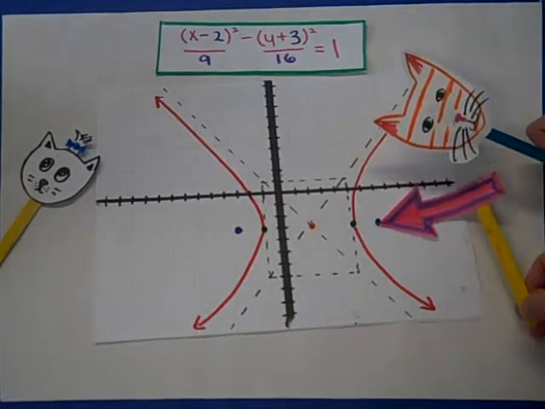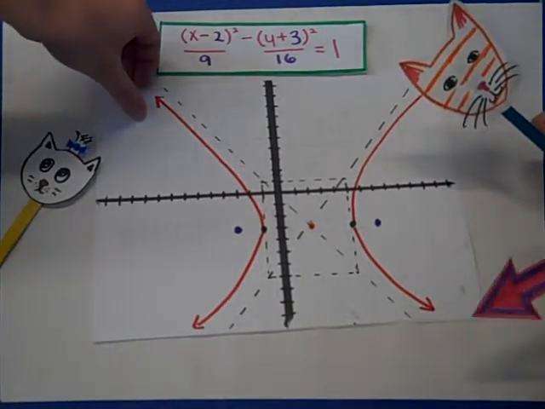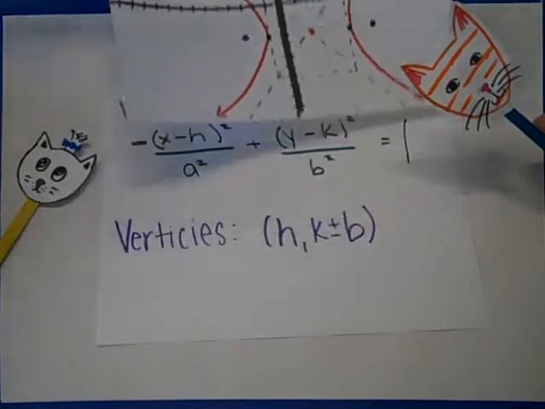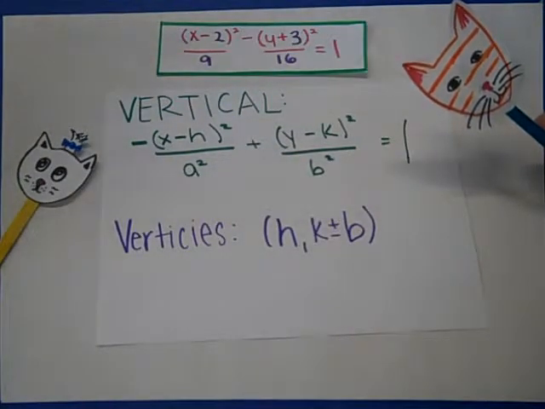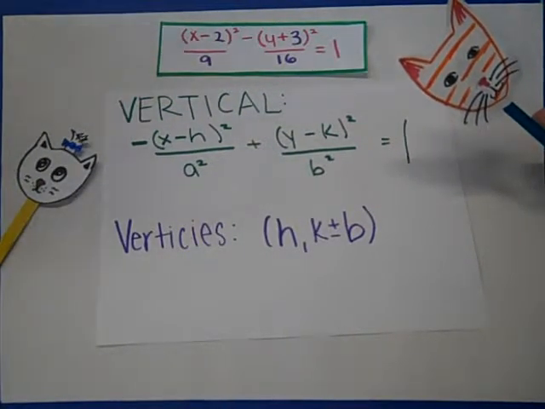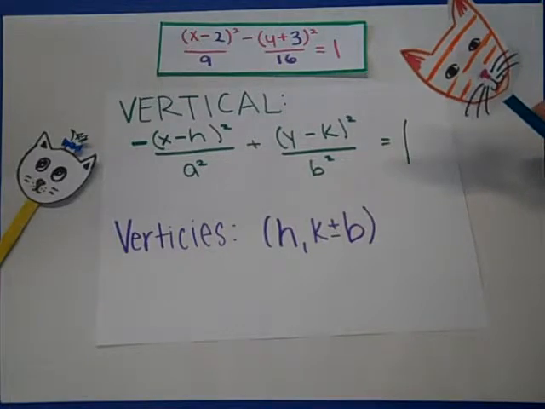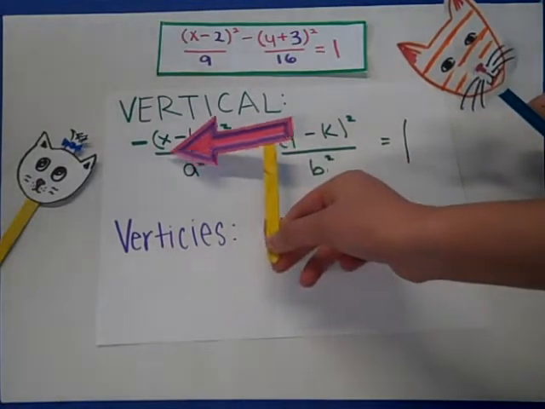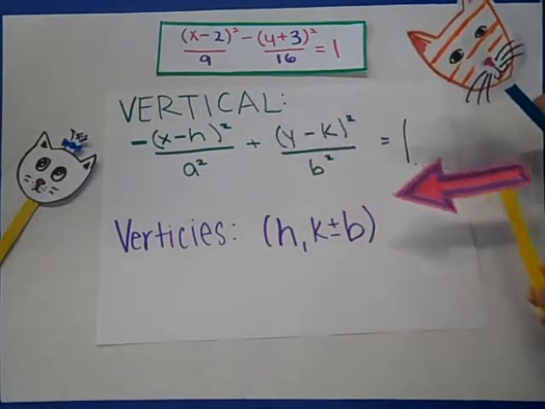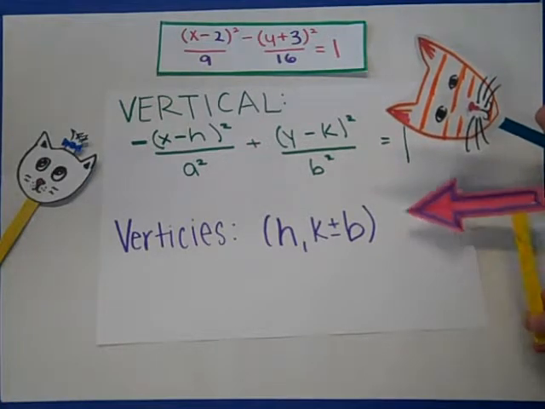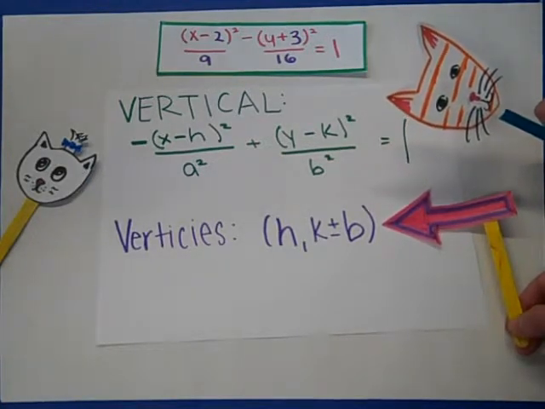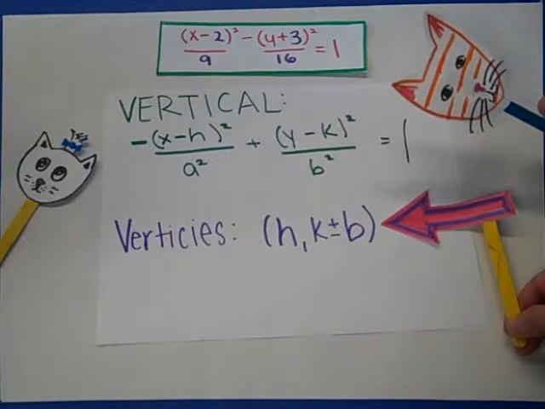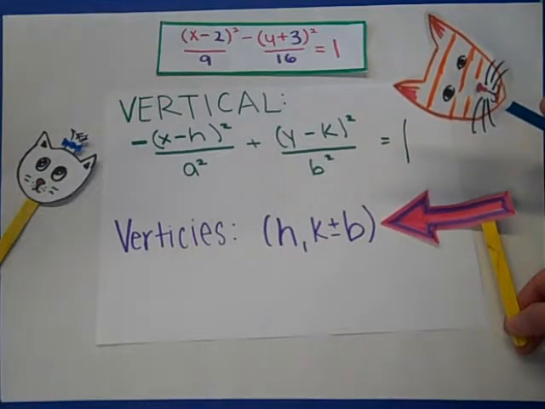But what about vertical hyperbolas? Vertical hyperbolas are very similar to the horizontal ones, but there are a few key differences. First, the signs are reversed. Instead of positive x and negative y, you have a negative sign here and a positive sign here. Also, when you find the vertices, you add or subtract b from k, not h. That way, the vertices go up and down, not side to side.